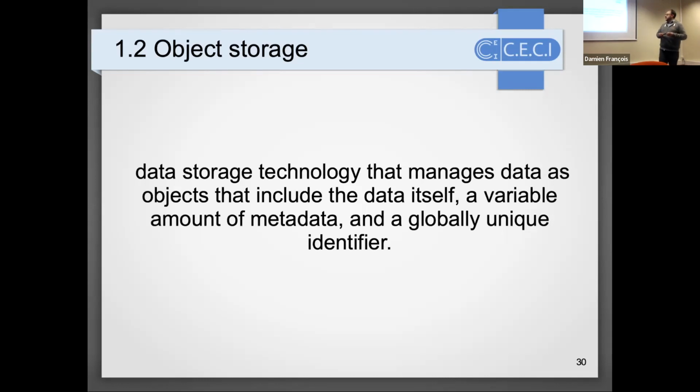So object storage is a technology that manages data as objects alongside a variable amount of metadata. I've been talking about metadata when we were talking about files. The metadata associated with files are the owner, the date of creation, the permissions. Here, the set of metadata is not defined, and you can choose the metadata that you associate with the files that you store. And it also offers a globally unique identifier, which makes it easy to share on other systems than the one on which they reside.